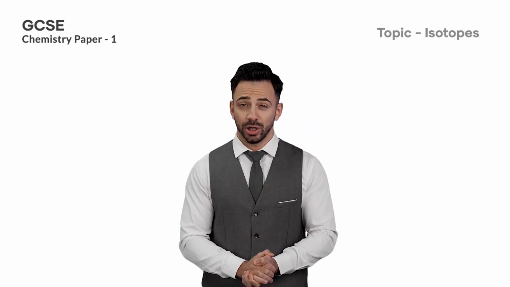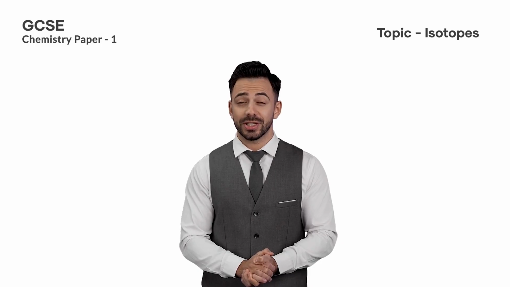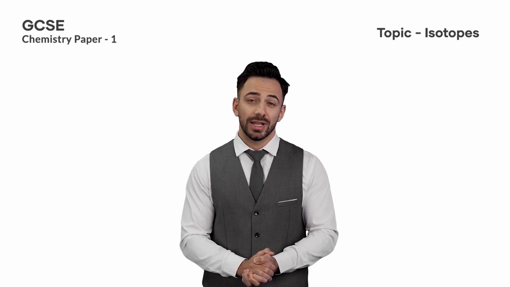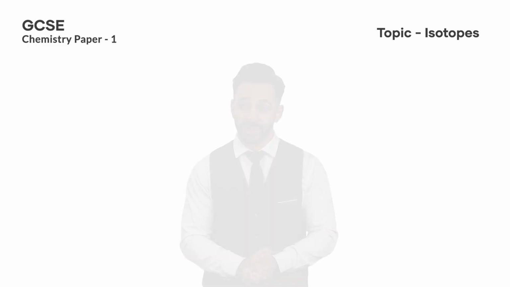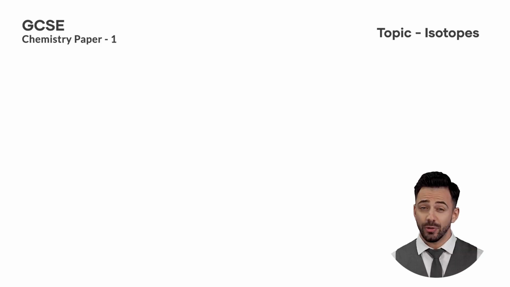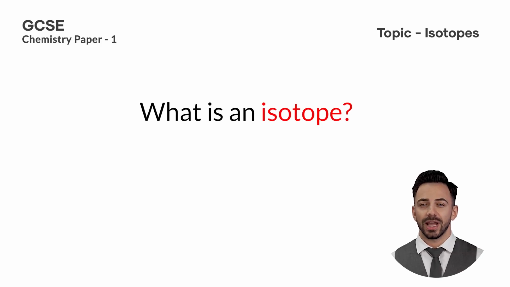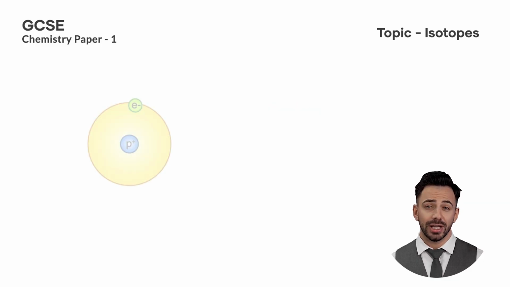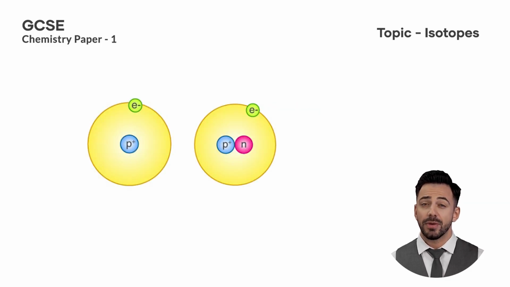Hello everyone and welcome back to GCSE Chemistry. In this lesson we're learning about isotopes and relative atomic mass. Let's start with a key definition. What is an isotope? Isotopes are atoms of the same element with different numbers of neutrons.